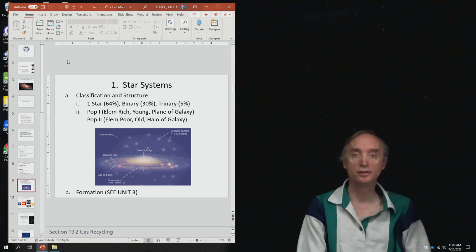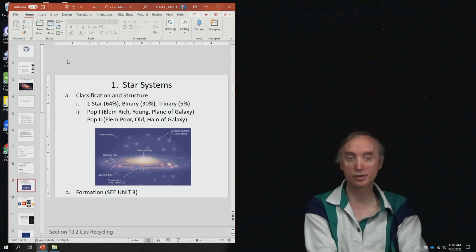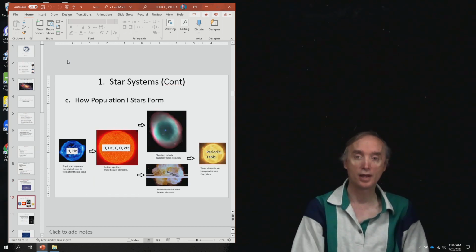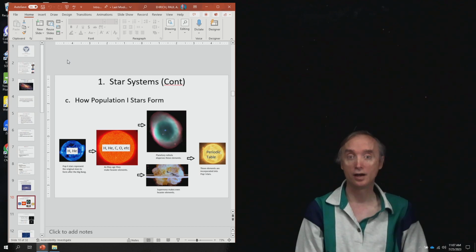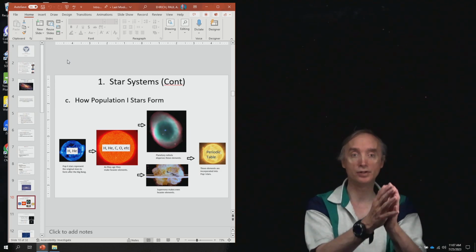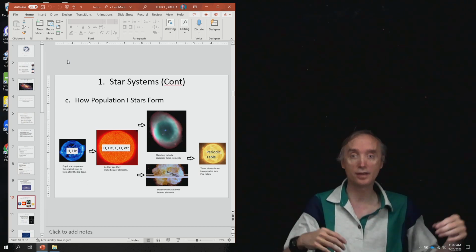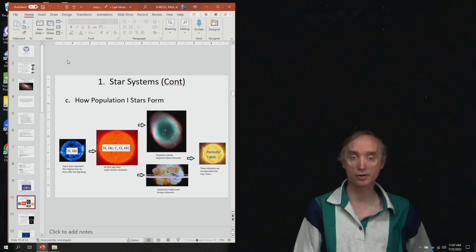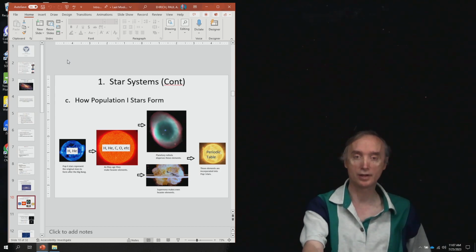And then you need to know about population 1 type stars, which is what a population 2 type star evolves into. After a population 2 type star has gone through its life cycle, it has been enriched in heavier elements. As the star dies, those heavier elements can be jettisoned into outer space, and then they can become the raw materials for the population 1 type stars. This is called the star-gas-star cycle. So you should know that for the exam.